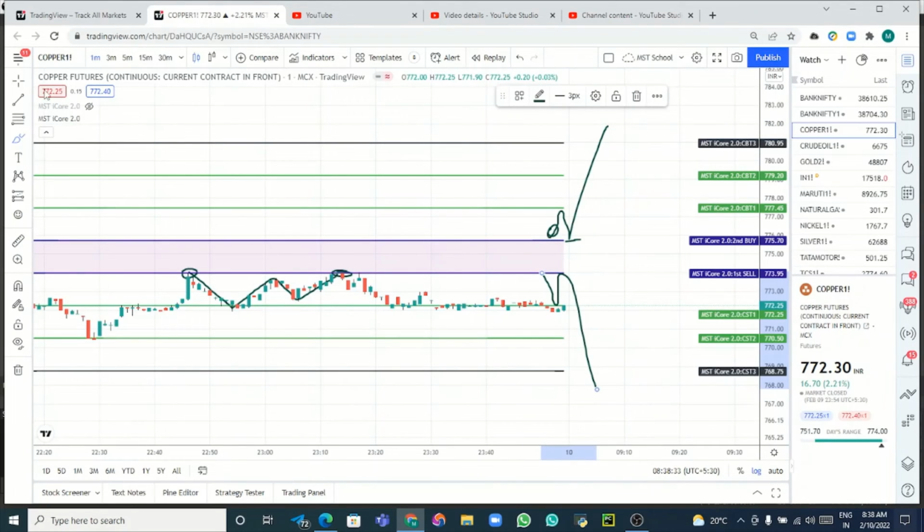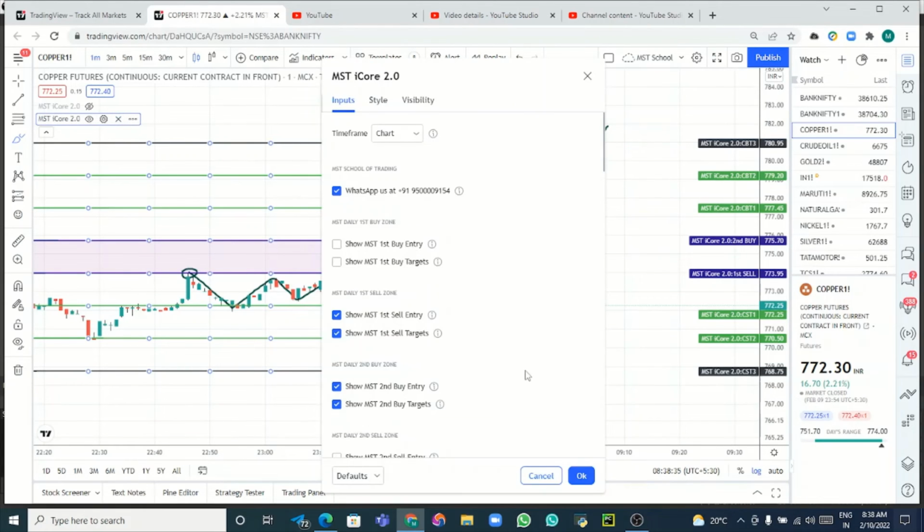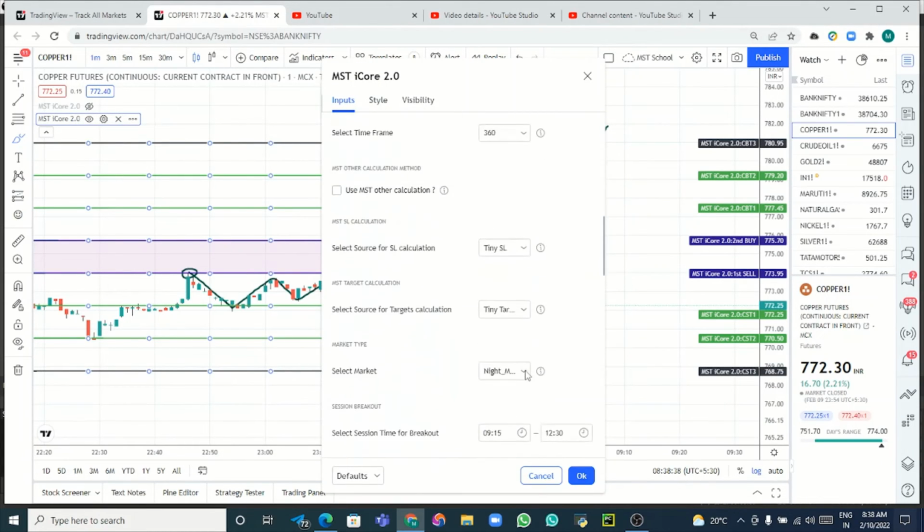Okay, so this is how we have to use different types of market. So hope it is clear.